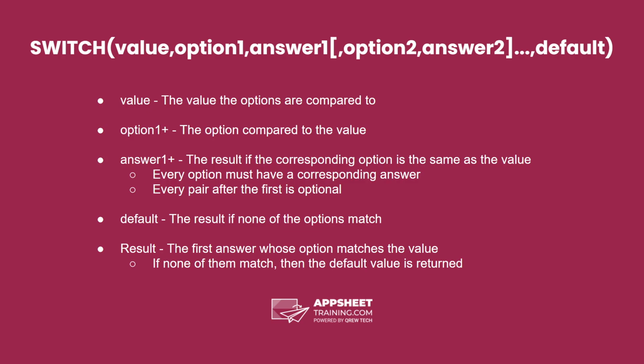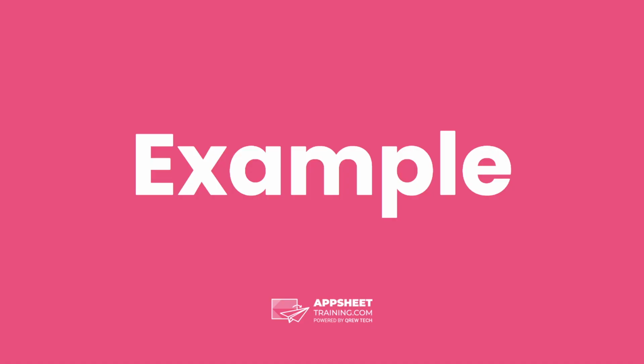Finally, you have a mandatory default value. This is the result that is returned if none of the options match the value. The result is the first answer whose option matches the value, or the default value if none of them match. Let's look at an example.